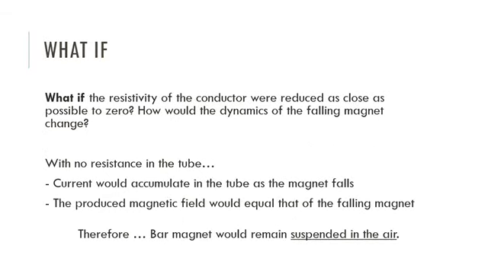What would happen if the resistivity of the conductor were reduced to almost zero? Well, with no resistance in the tube, the current would accumulate in the tube as the magnet falls, and produce a magnetic field that would be equal to that of the falling magnet. Therefore, the bar magnet would remain suspended in the air within the tube.